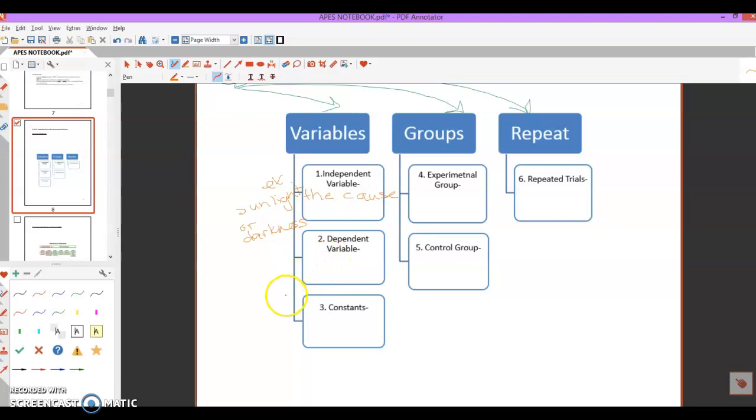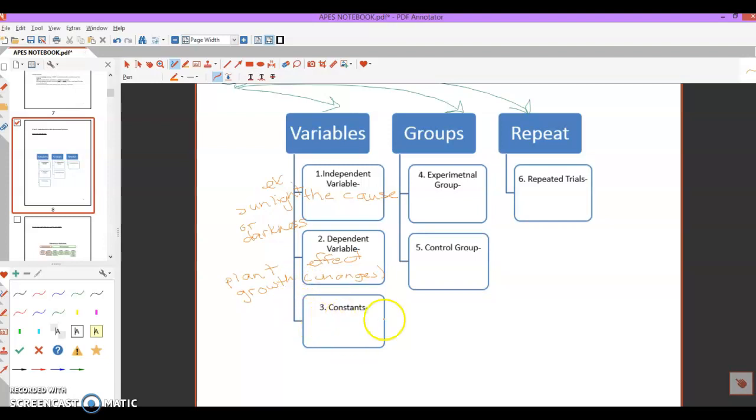Now the dependent variable is the effect. Okay? This is the effect, and this is what changes. So, for example, in our plant scenario, our dependent variable would be plant growth, because plant growth will be affected by the presence or absence of sunlight.